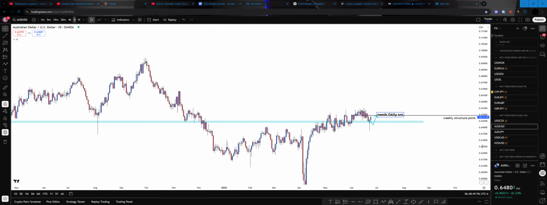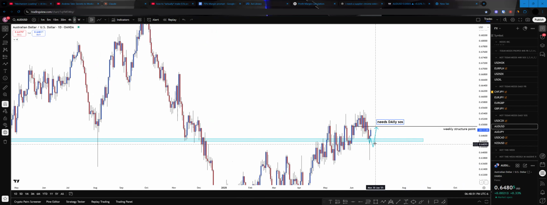AUD CAD, weekly structure point. It needs a daily shift of structure. I don't know how this is going to happen. So it's got to make a lower low, but it looks like it's already going to get there. So that still needs a daily shift.